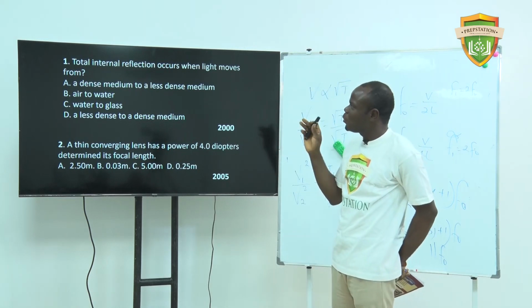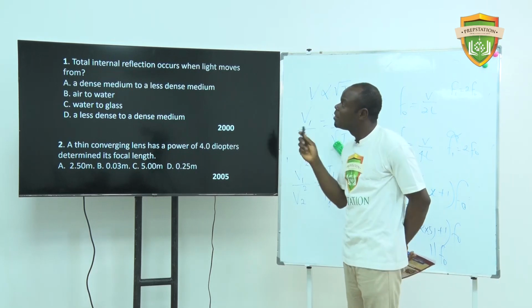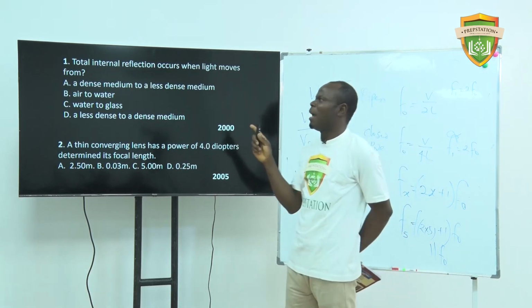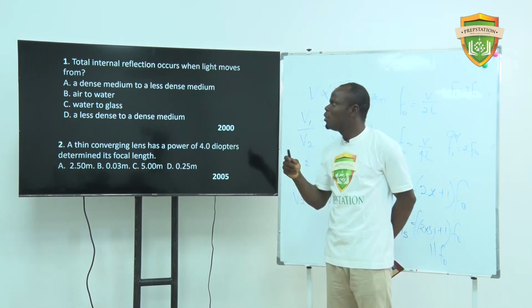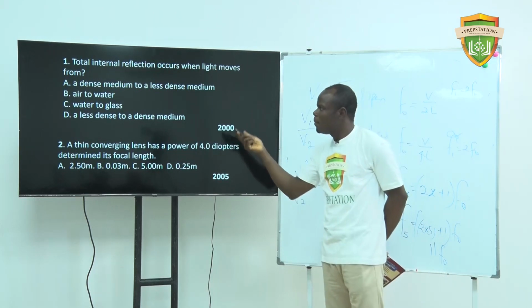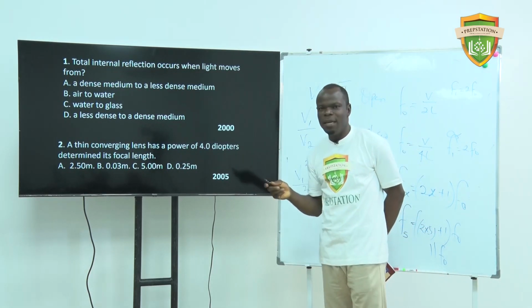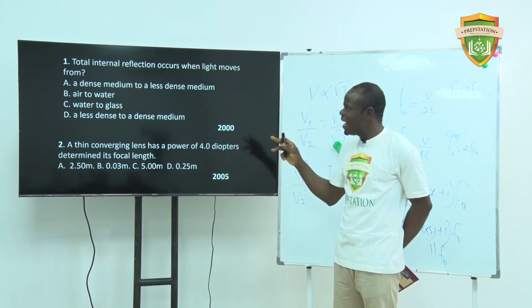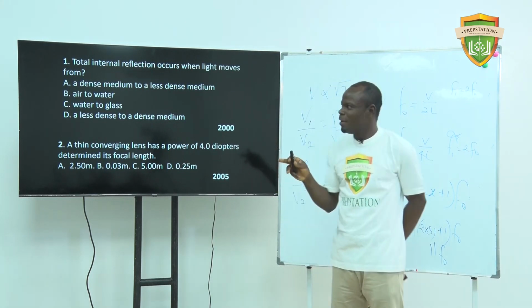It says, it's a total internal reflection. This question is flowing from 2000. Total internal reflection occurs when light moves from where? You have an option A there, a dense medium to a less dense medium. B, air to water. C, water to glass. And D, a less dense to a dense medium.